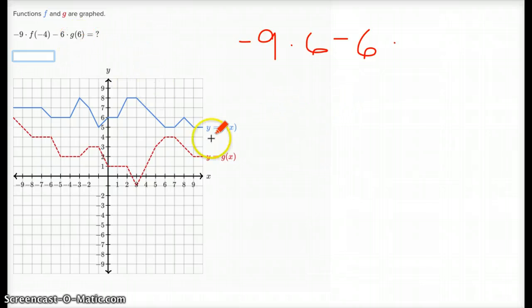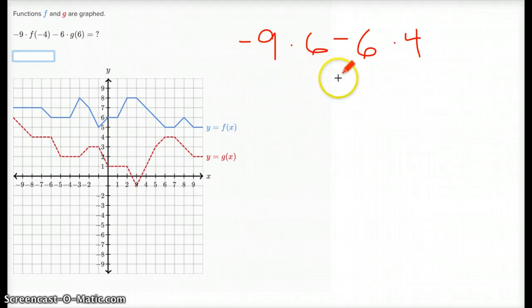So g of 6. So now we're going to look at the other function, and we want to look for the y value at x equals 6. So x equals 6 is right here, and we're going to follow that up till it intersects with the line, and that's right here at y equals 4, so that's times 4.